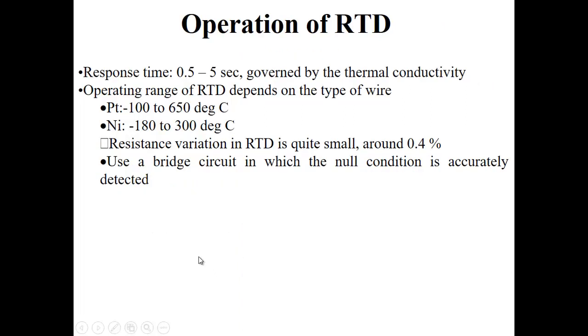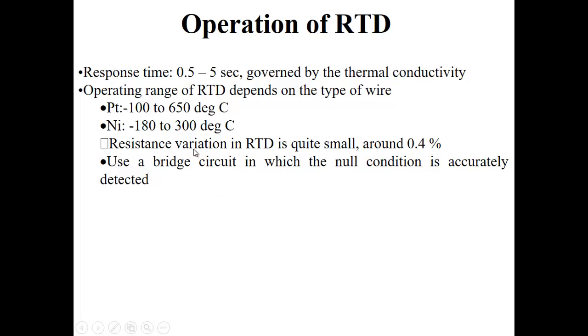Okay, so we want to see the operation of the RTD, how it works. Normally the response time is about 0.5 to 5 seconds, governed by the thermal conductivity, depending on the thermal conductivity of the materials. The operating range for RTD depends on the type of wire. If you use platinum, it's about -100 to 650 degrees C. If you use nickel, it's about -180 to 300 degrees C. Okay, and then they use a bridge circuit in which the null condition is accurately detected.